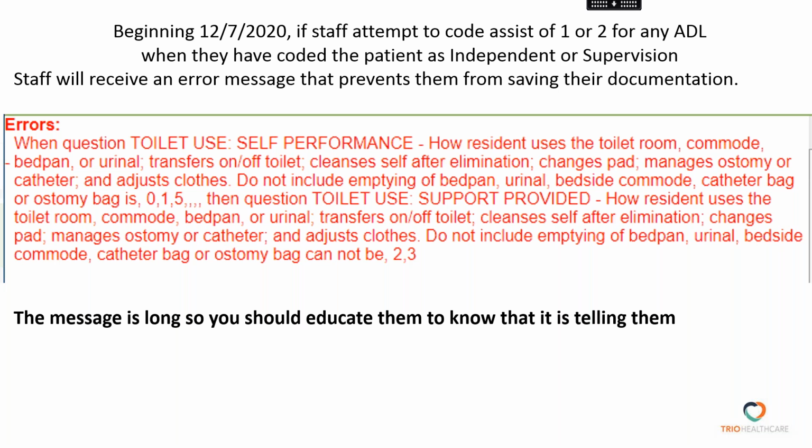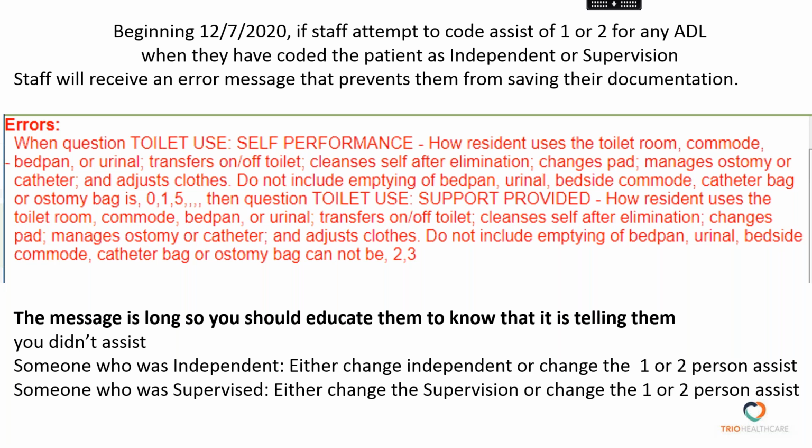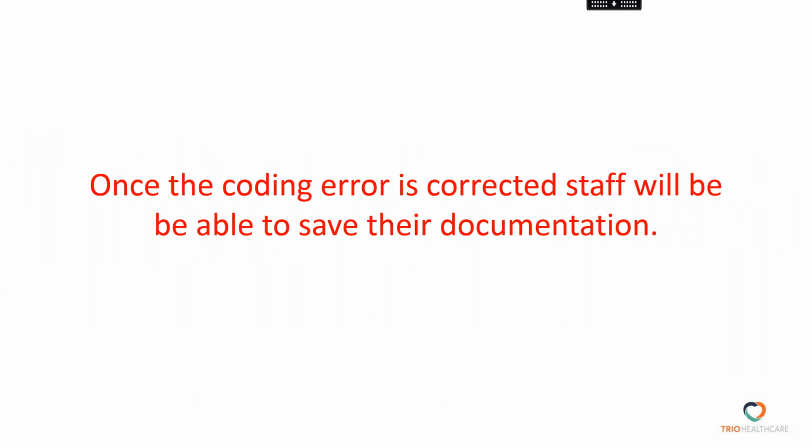So the message is long, and you can educate them to know that basically all it's telling them is that you didn't assist someone who was independent. So they either need to change the independent code or change the one or two person assist code. They didn't assist someone who was supervised, because supervision is a no-touch sort of performance. They either need to change their supervision code or change the one or two person code. Once the coding error is corrected, staff will be able to save their documentation.